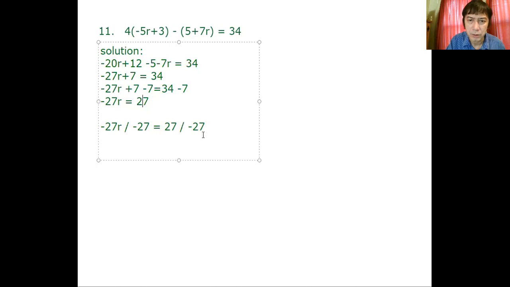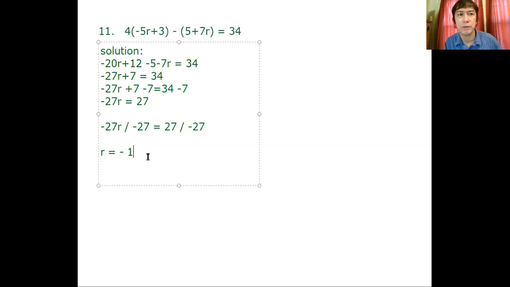Okay, let us go to the next line. This gives us r, and that equals negative 1. Let me explain. Negative 27r divided by negative 27 is a positive 1. Positive 1 times r is r. That's for the left side. The right side is a positive 27, dividing it by a negative 27. So that's exactly negative 1. So our final answer for number 11 is negative 1.